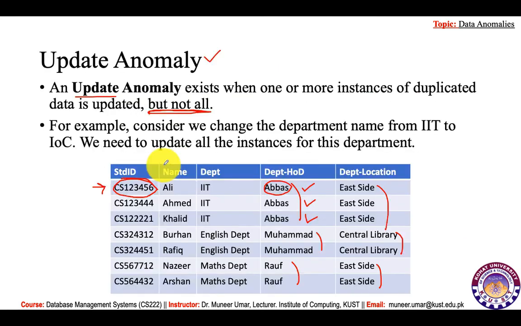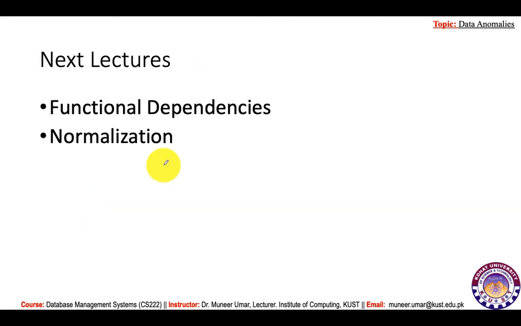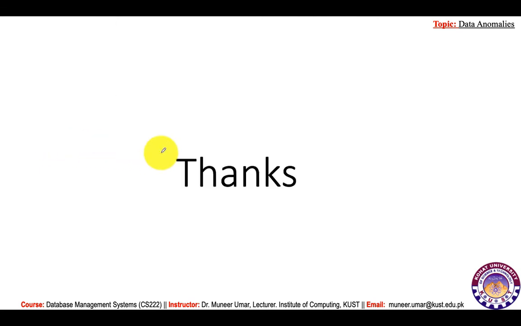Our next lecture is about the functional dependencies in databases. Actually, we are moving toward the normalization. So once we complete the functional dependencies, after that we will move to the normalization process in the DBMS. This is a very important topic, and we will discuss this normalization in detail. So far, this lecture has been over.